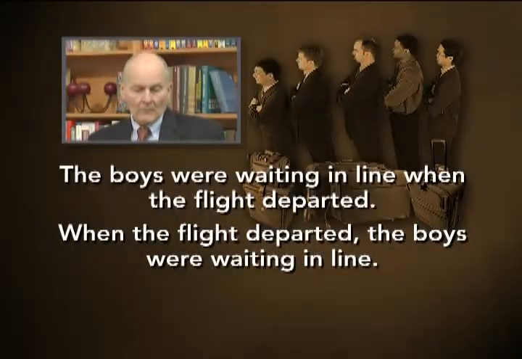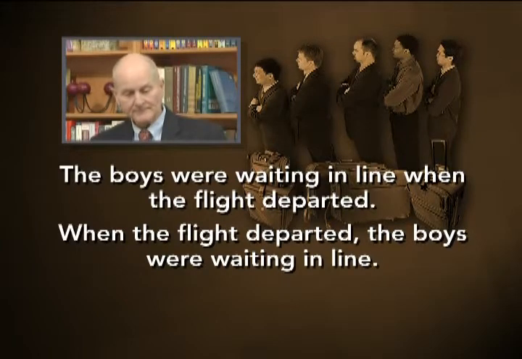First, two sentences with two clauses. We began studying these types of sentences in the last lesson. Look at the two sentences in the graphic. Both sentences contain the same clauses. The boys were waiting in line when the flight departed. When the flight departed, the boys were waiting in line. Both sentences are correct. Each contains a past continuous verb form, were waiting, and each contains a past verb form, departed.